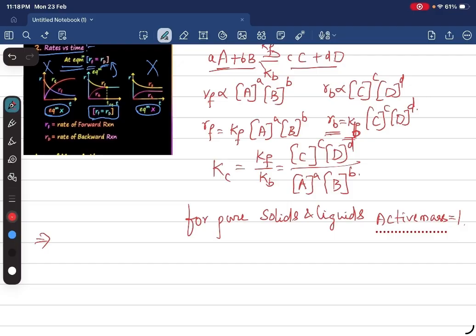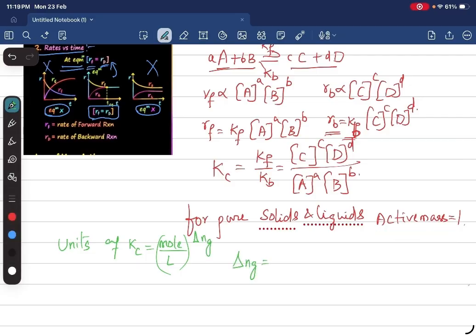Coming to the next, units of Kc equals (mole per liter) whole power delta ng. Delta ng is nothing but (c plus d) minus (a plus b) from the above equation. That means sum of product gas moles minus sum of the reactant gas moles. So this is delta ng.